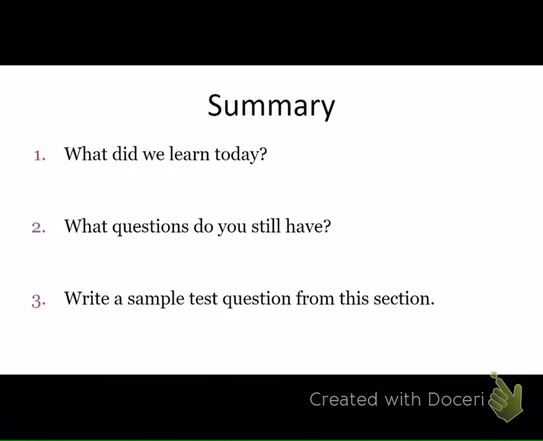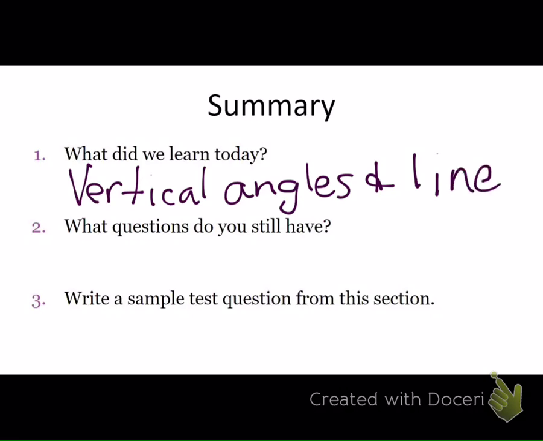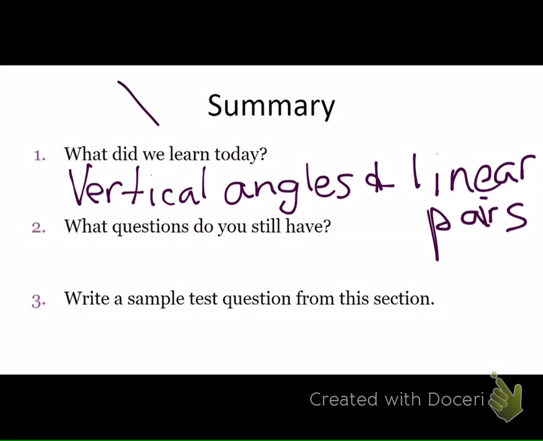What were those two types of angles? Vertical angles and linear pairs. Vertical angles are equal to each other. They're across from each other, so they're equal. A linear pair, they add together to equal 180.